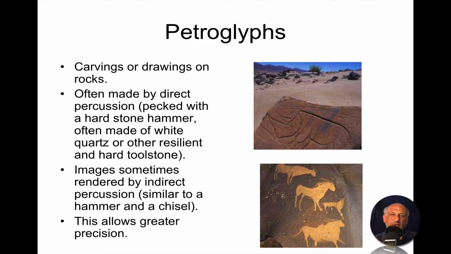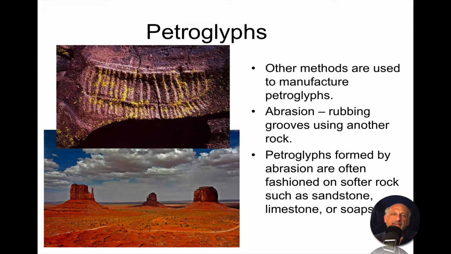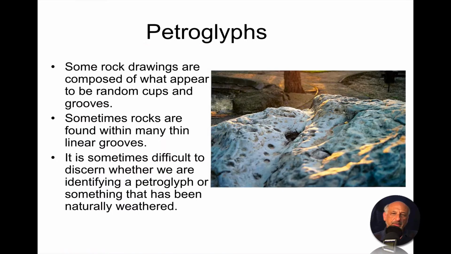With petroglyphs, rock drawings, we're talking about carvings. Often they're made by direct percussion, pecked with a hard stone hammer, often made of white quartz or some other resilient and hard tool stone. The images are sometimes rendered by indirect percussion, similar to a hammer and chisel, and this allows much greater precision. Petroglyphs are also manufactured by abrading or rubbing grooves into the rock, and that abrasion often works on softer rocks such as sandstone, limestone, or even soapstone.